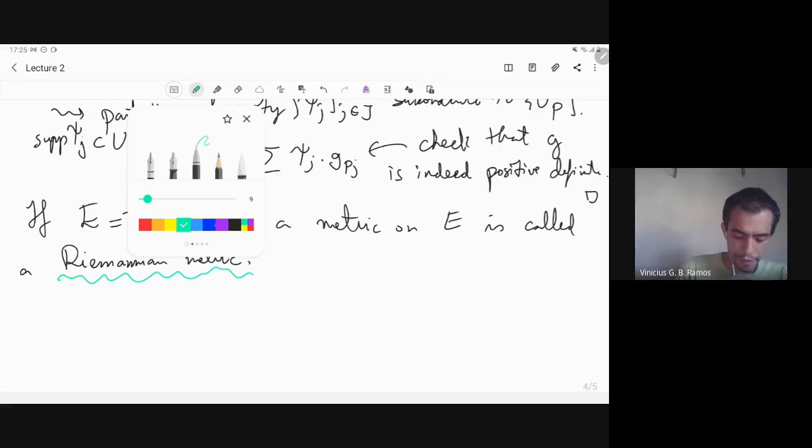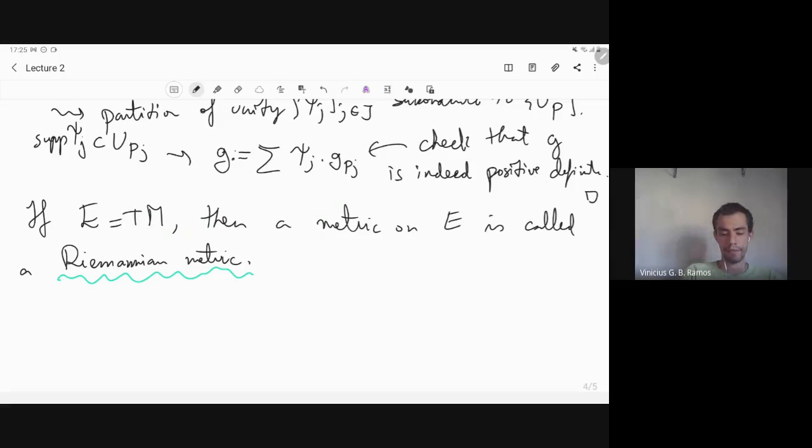And so in particular, what we proved is that a Riemannian metric always exists. So you can always find a way. You can always find an inner product on each tangent space in a way that varies continuously. Okay, so that's kind of the first result in Riemannian geometry: you can always find a Riemannian metric on a manifold.